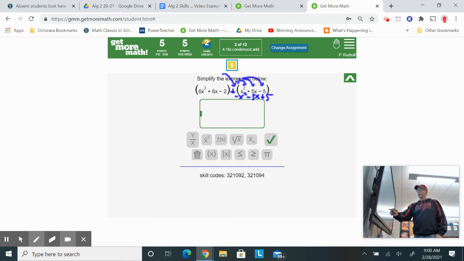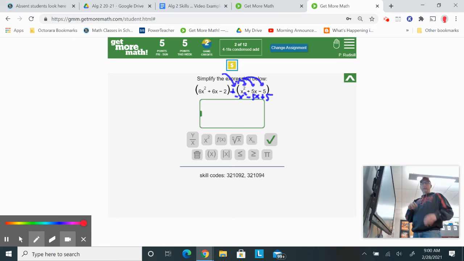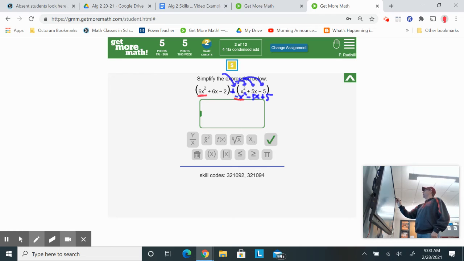And now I'm ready to get rid of the parentheses. Now I have everything addition. I distributed the negative 1, and I can combine like terms. So the x squareds, I have negative 1 and a 6. That gives me a positive 5x squared. So 5x squared. I have x's.